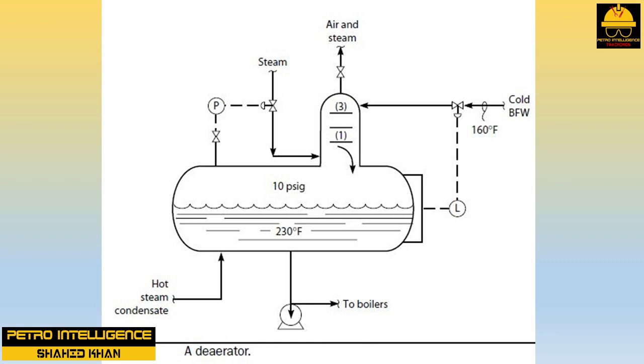This deaerator had been designed for a much smaller flow of 160 degrees Fahrenheit BFW and a much larger flow of hot steam condensate than our current operations. The cold BFW feed line had been oversized, but the steam line was of marginal size. As the demand for hot BFW increased, the cold BFW level control valve opened. This reduced the temperature and pressure in the deaerator drum.